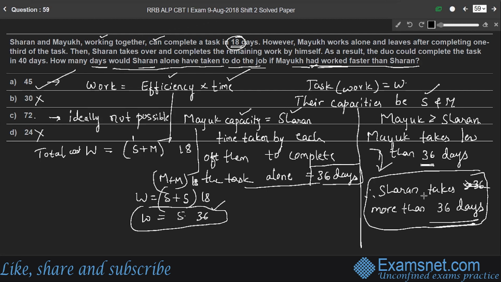If he takes 72 days, so if their capacities are equal, they would take 36 days of time, right? So double the days means very negligible capacity, which is not possible. Therefore we have to take 45 days here. So option A is the right answer.